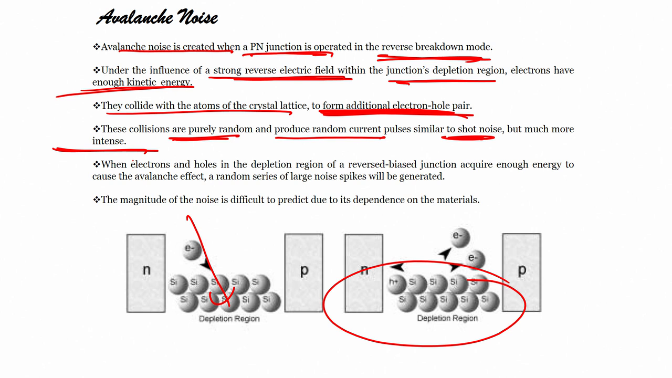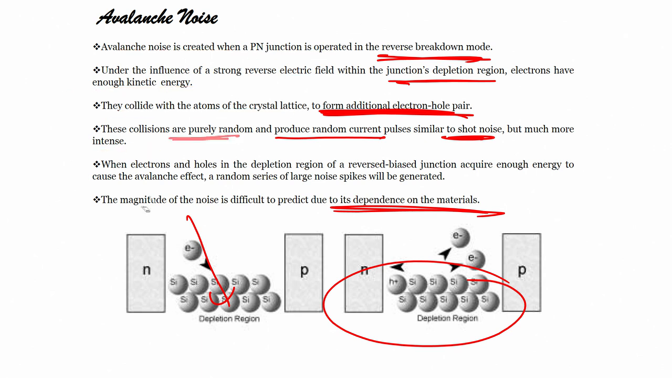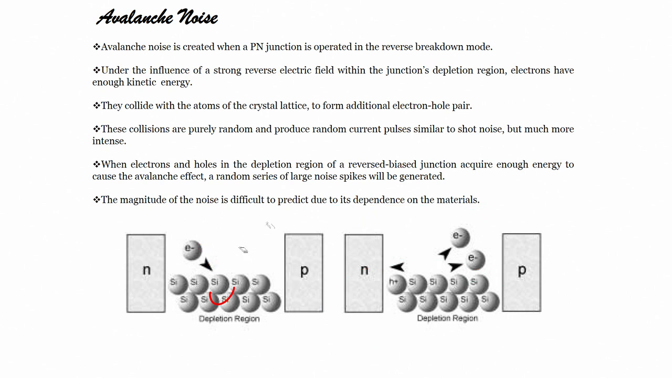When electrons and holes in the depletion region of a reverse-biased junction acquire enough energy to cause the avalanche effect, a random series of large noise spikes will be generated. The magnitude of the noise is difficult to predict due to its dependency on the material. Only thermal noise, in particular, we have seen depends on the temperature. The rest we have seen: shot noise, burst noise, popcorn noise, and avalanche noise, right.